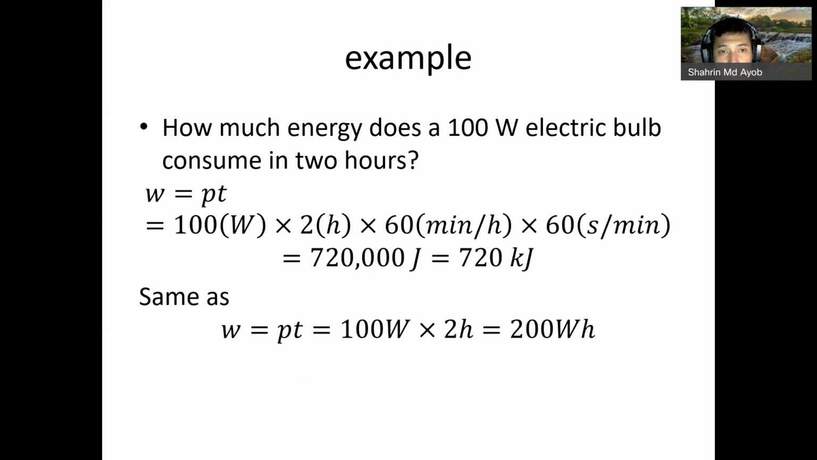Right now, the next example: how much energy does a 100 watt electric bulb consume in 2 hours? The electric bulb is 100 watts, and you want to calculate how much energy is consumed by this bulb in 2 hours. It is very easy to obtain. W here is the energy used, which equals the power used multiplied with the time. The rating of the bulb is 100 watts and the time used is 2 hours, but you need to convert the hours into seconds. After you convert and multiply with 100, you will get 720 kilojoules, which is in unit joule.